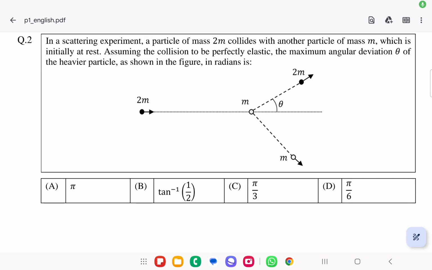So we are dealing with this second problem of paper 1 of JEE Advanced 2025. In a scattering experiment, a particle of mass 2m collides with another particle of mass m which is initially at rest. Assuming the collision to be perfectly elastic, the maximum angular deviation of the heavier particle, as shown in the figure, will be ___ radians. So we need to give the answer in radians. Let's get started with the problem.